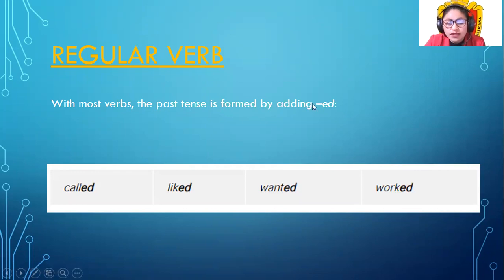So what does that mean? Que para que tu verbo que está en tiempo presente se convierta a tiempo pasado, lo que tienes que agregar es ed al final. Look at examples. Cook, cooked. Like, liked. Want, wanted. Work, worked. As you can notice, in all of these verbs, we add ed. Why? Because those verbs are regular. If you have a regular verb, you just add ed at the end and you form the past tense.